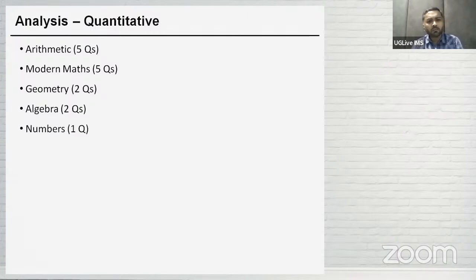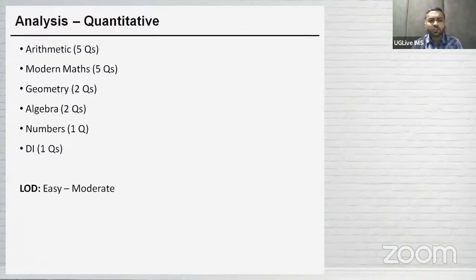So going forward, there was one question on numbers that was straightforward, an easy one, and there was one DI, as in slot one, very easy to moderate. There was too much data given, but the question which was asked was based on a straight concept, you just have to look at two data points and compare them, and that was it, right?